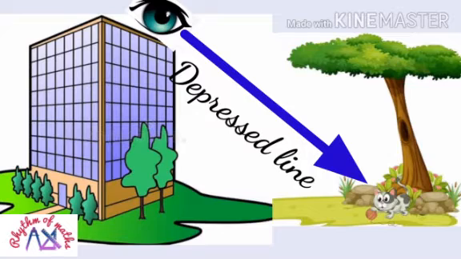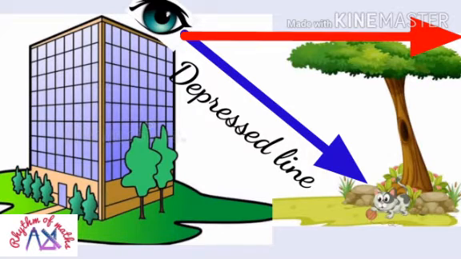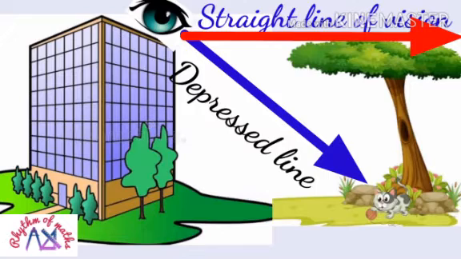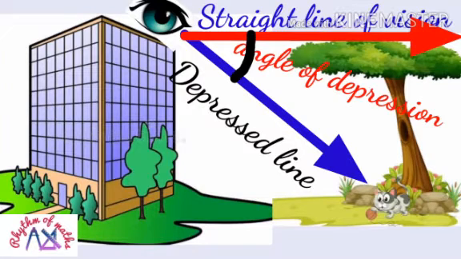Now a straight line is already there, because I told you we always calculate the angles from the straight line. Always our line of vision, a straight line, will be there. Now from this straight line to this depressed line you can see one angle is forming. This angle is known as the angle of depression.